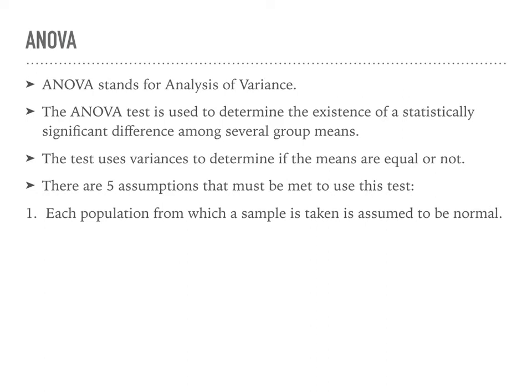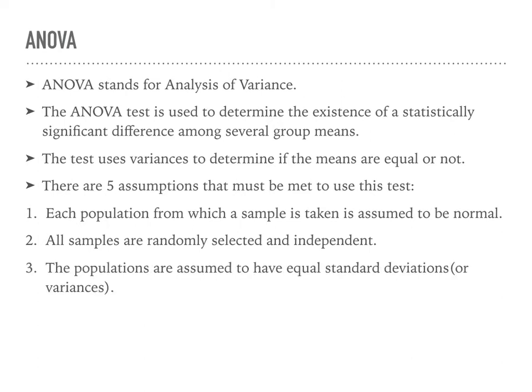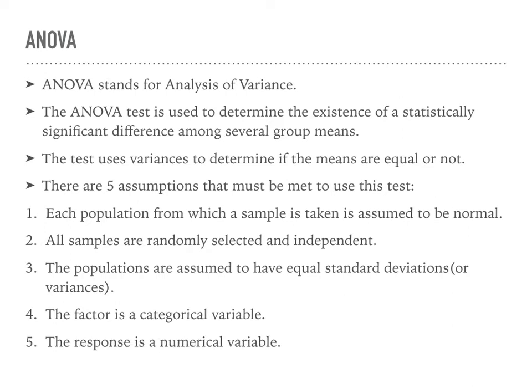First, each population from which a sample is taken is assumed to be normal. Second, all samples are randomly selected and independent. Third, populations are assumed to have equal standard deviations or variances. Fourth, the factor is the categorical variable, and fifth, the response is the numerical variable.